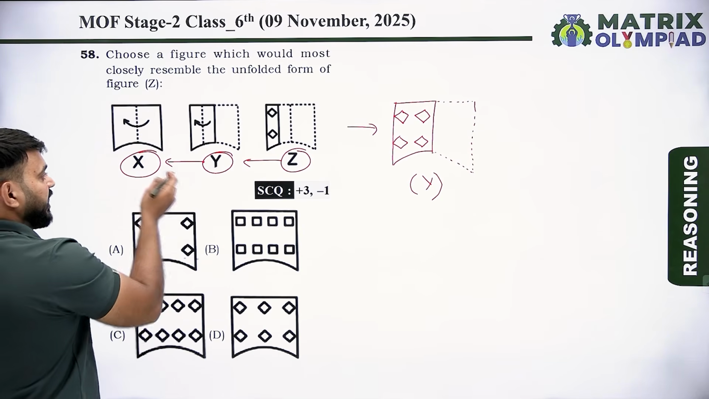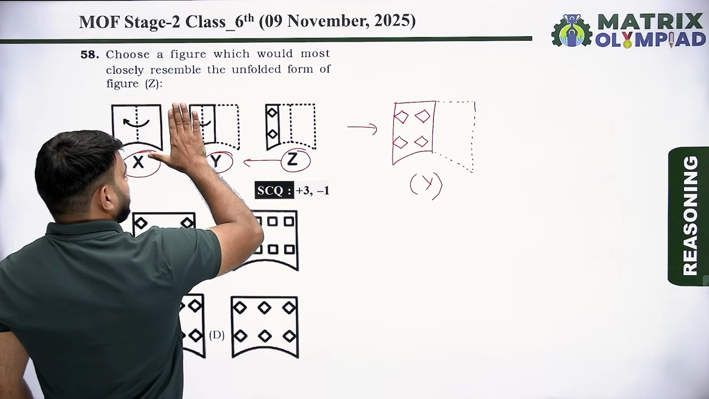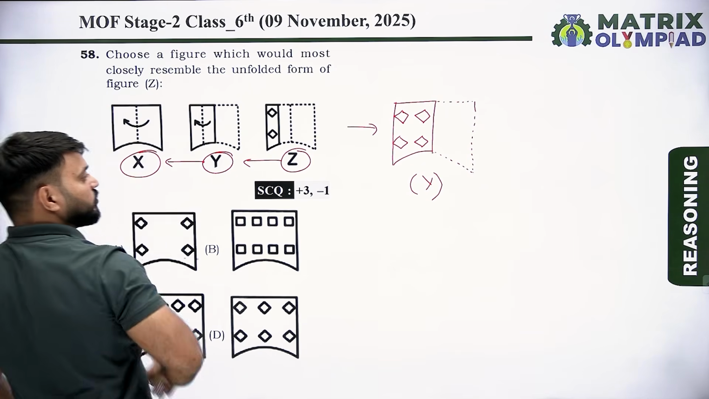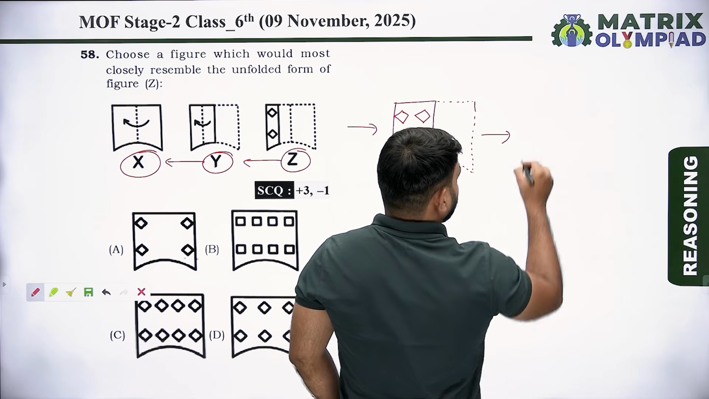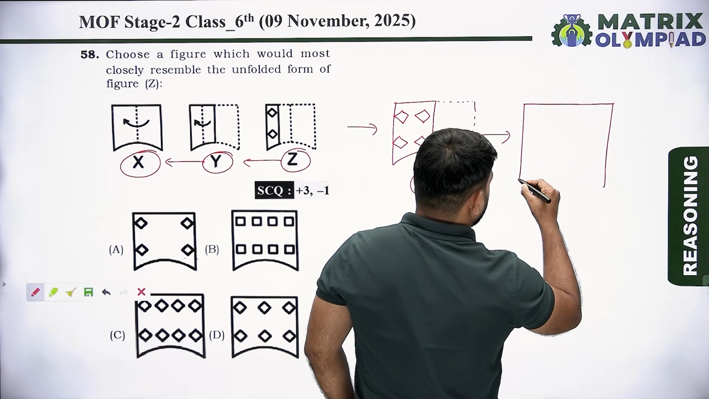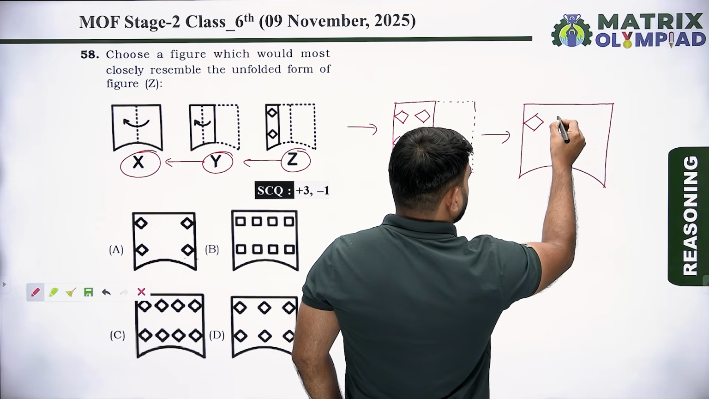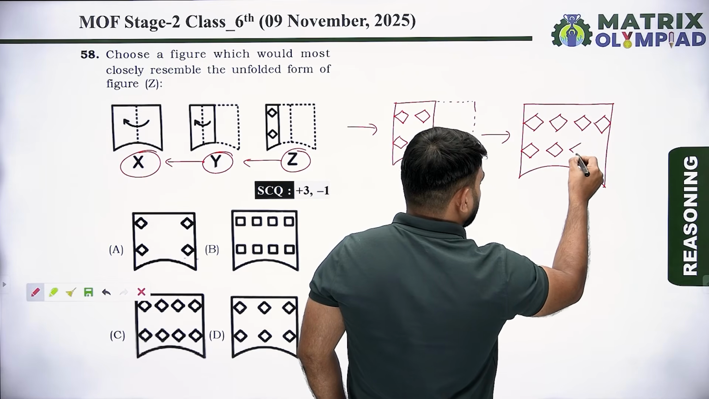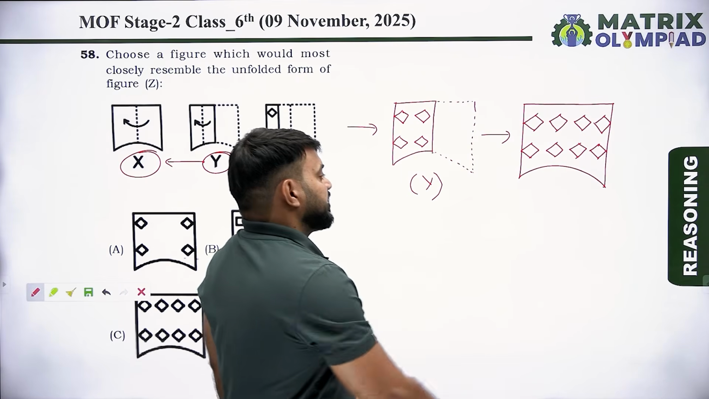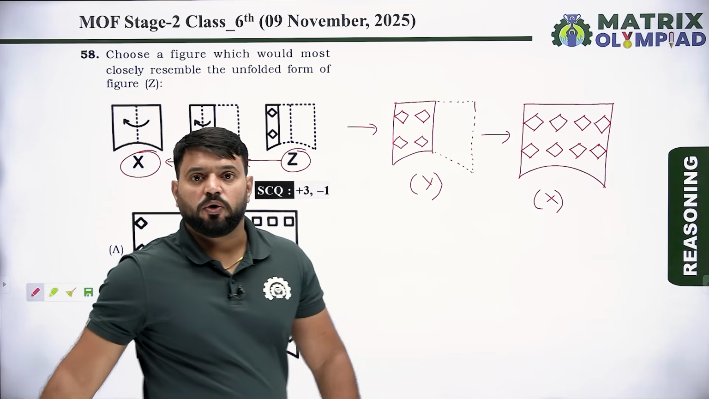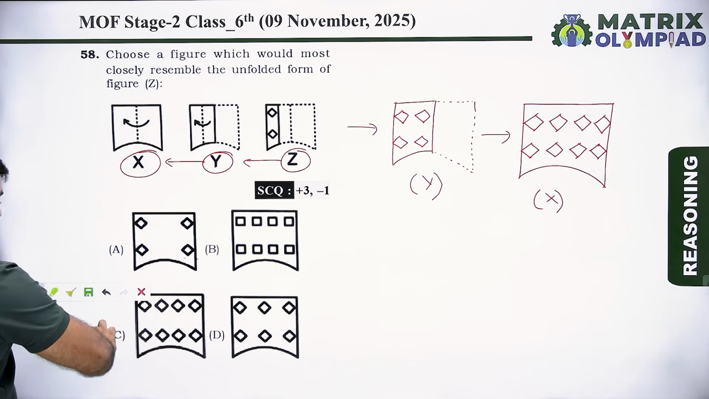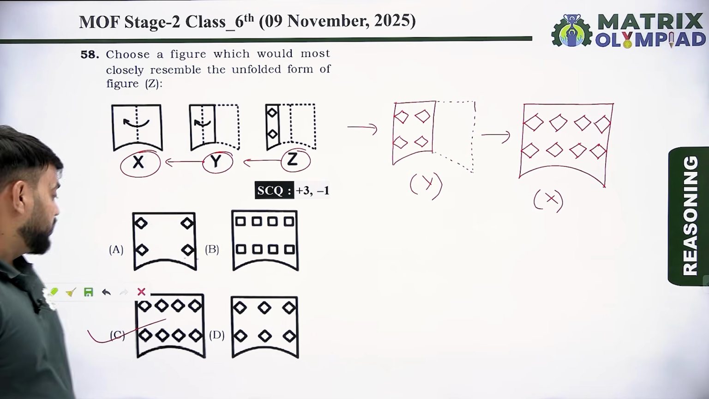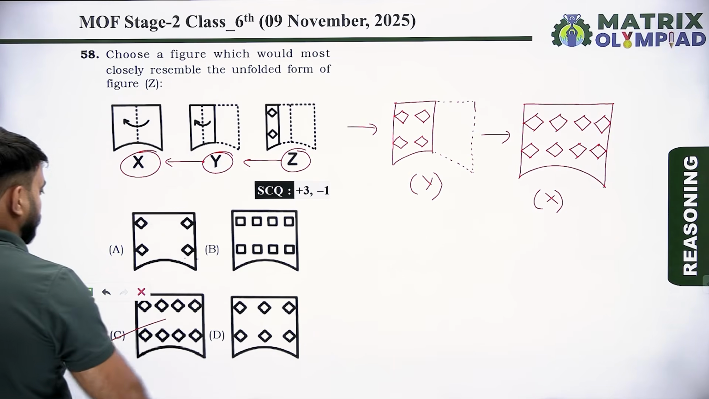Now unfold the Y, then we get X. Y will be unfolded in this direction because X has been folded in this direction. So now unfold the Y, then we get an image something like this. This is the X after the cut. So here option C, because option C shows the correct unfolded sheet after the cut. So here option C is the correct answer of this question.